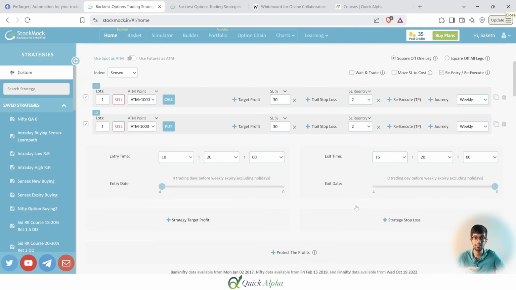So you can change any of the parameters. Please try to understand the risk that is associated. Option trading is not an easy thing. It has to suit your psychology. It has to suit your overall risk taking ability.